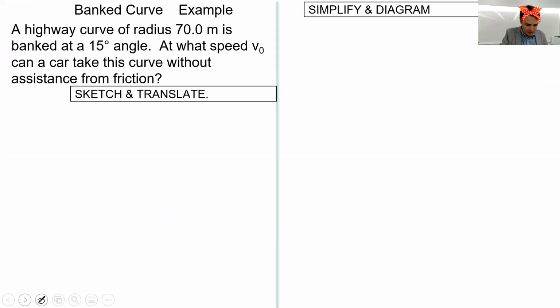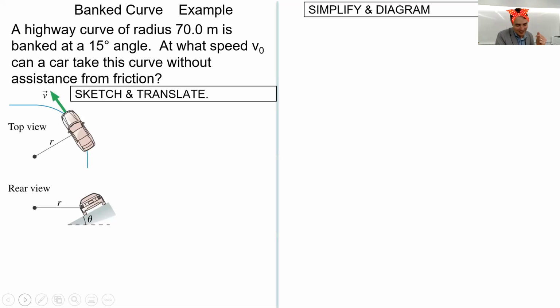So I'm not going to do the whole sketch. I'm just going to show you the one that was given to you as part of my sketch. The top view is showing that this portion of the curve has R equals 70.0 meters. And then there's the angle, theta is equal to 15 degrees. The thing is banked like a race car track. So you can only really see the banking angle if you're viewing it from the rear view. And then the top view is the only way you can actually see the circular path.